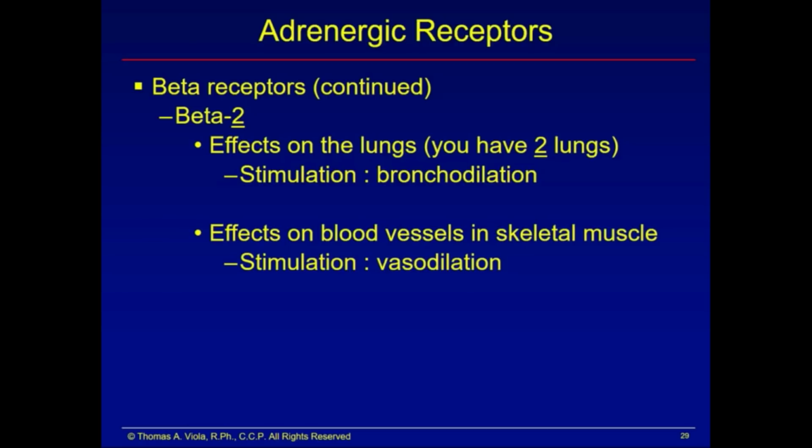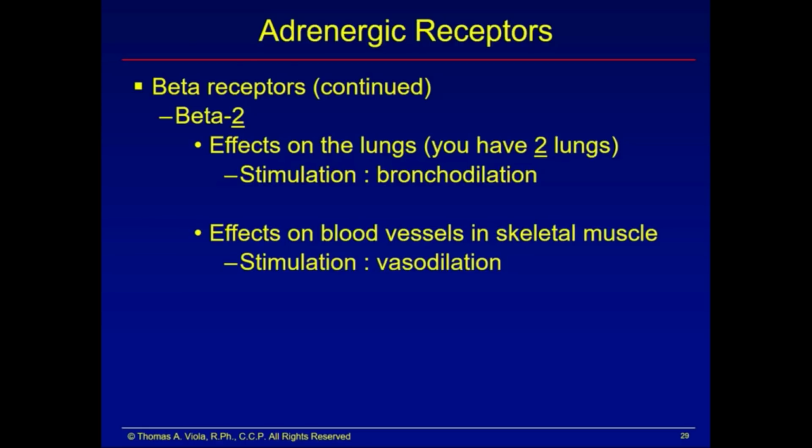Beta 2 receptors, where are they located? On your lungs. 2 lungs, beta 2. What's the effect of the SANS on beta 2 receptors? You say, I don't know. Think. Viola, woods. So beta, Greek letter, SANS. Viola, SANS man, woods. In the woods, what was Viola's lungs like? Dilated. Bronchodilation.